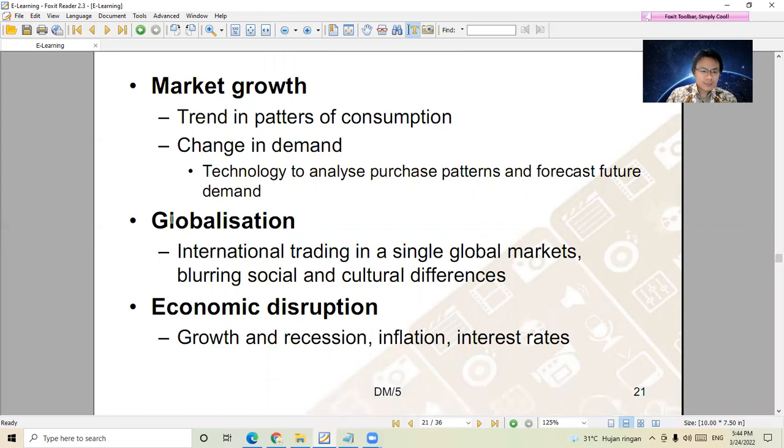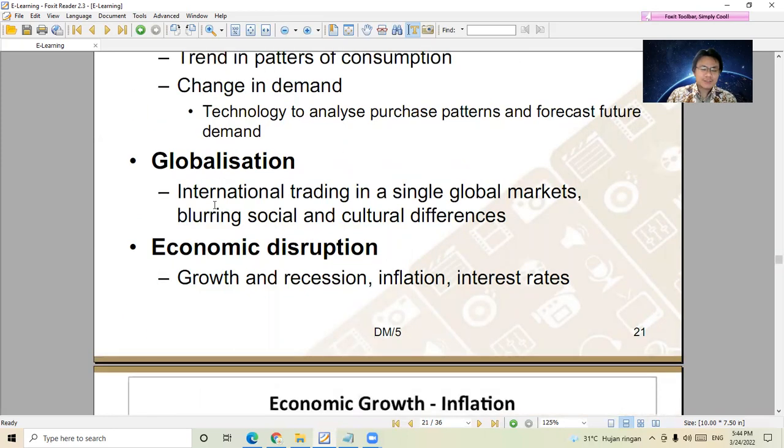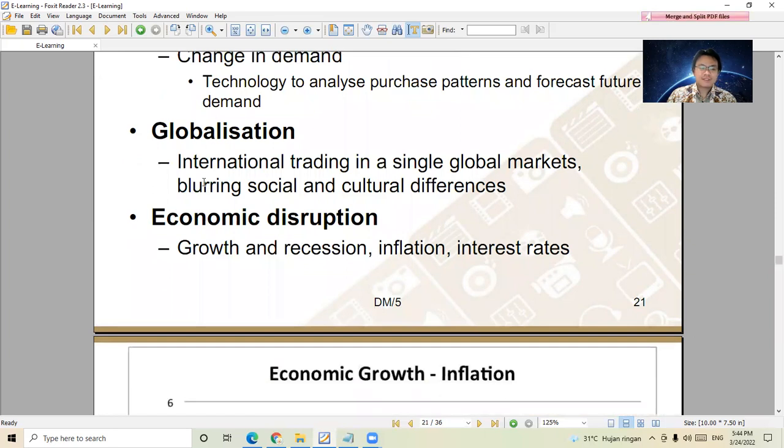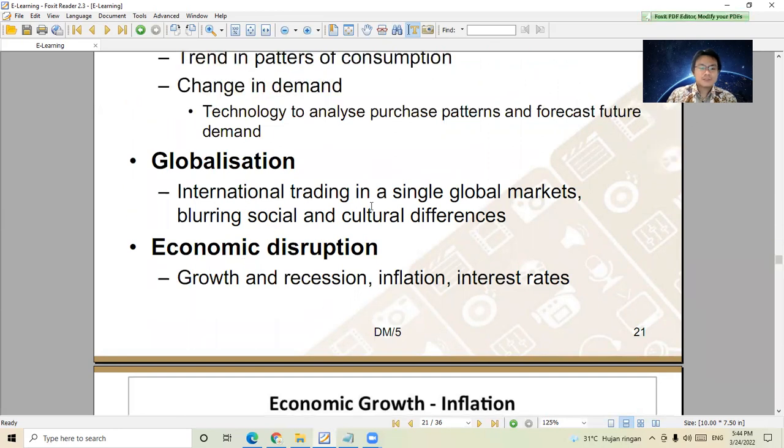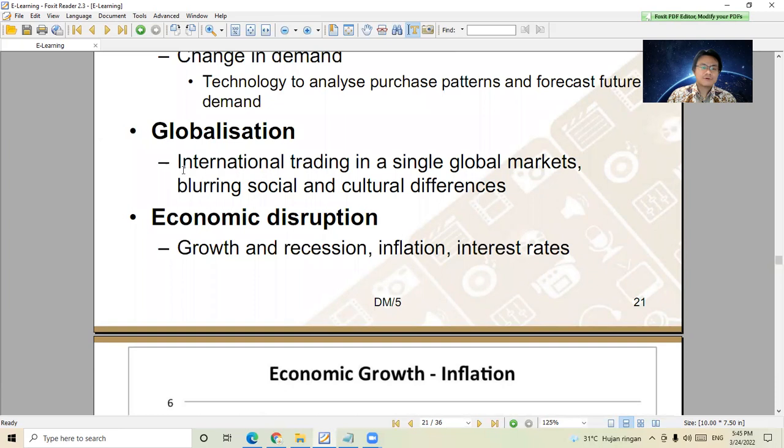The second one is globalization. Nowadays everything is interconnected between countries. International trading is very important nowadays. We also have to be concerned about the effect of globalization on our business.